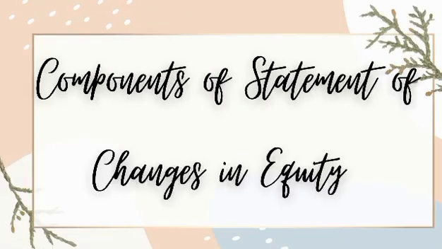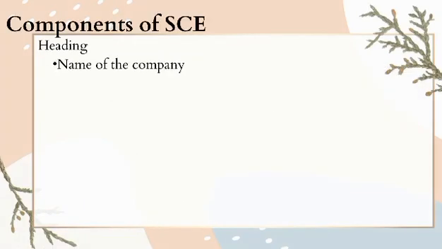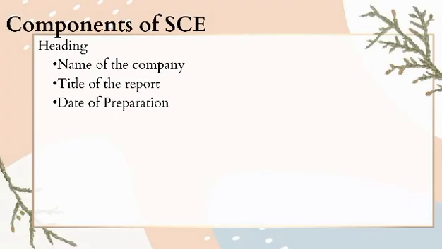Components of SCE. For the components of SCE, there are three parts: the heading, increase in equity, and decrease in equity. The first part is the heading. It is composed of three lines. The first line is where we can see the name of the company, the next line is the title of the report, and the third is the date of preparation.